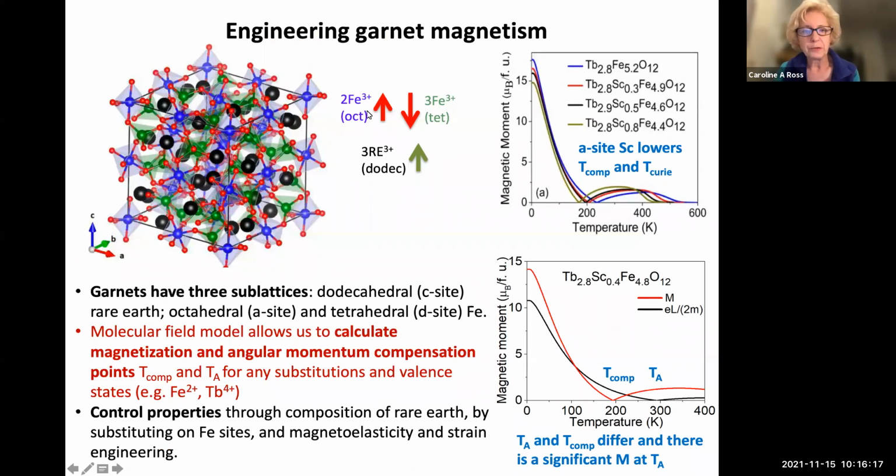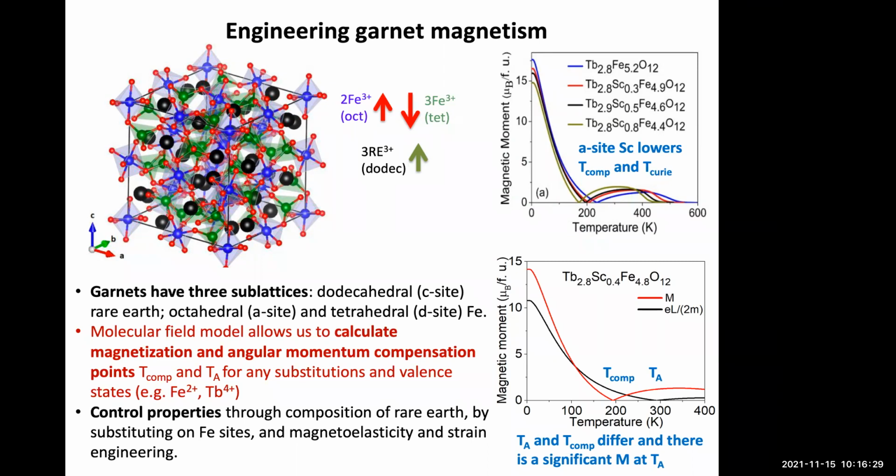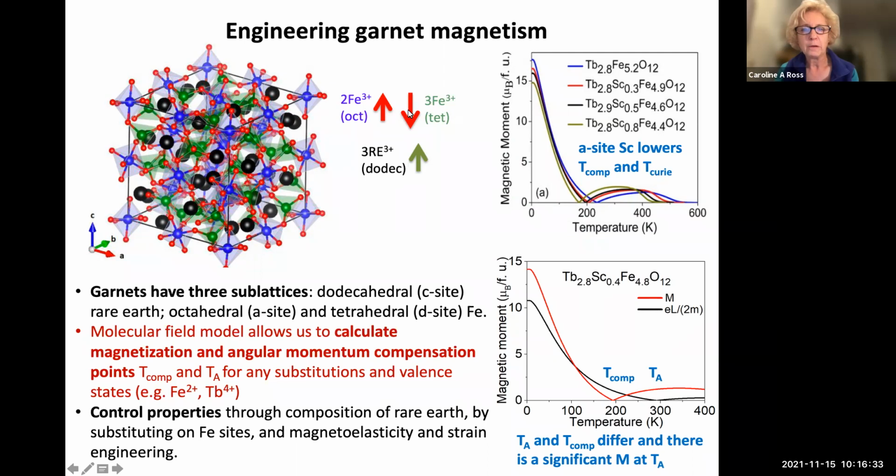If we recall that the garnet has 2 sites for iron, octahedral and tetrahedral, those are coupled anti-parallel. If there's a magnetic ion on the dodecahedral site, then that couples also parallel to the octahedral site. So we have actually 3 sublattices in this material. And we can use a molecular field model to calculate, for example, the magnetization as a function of temperature.